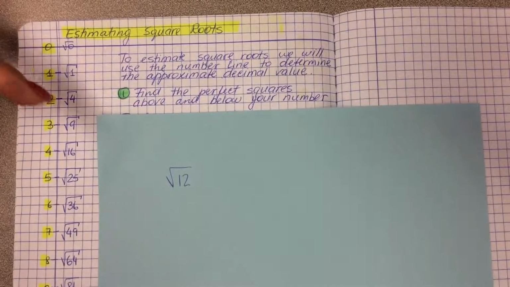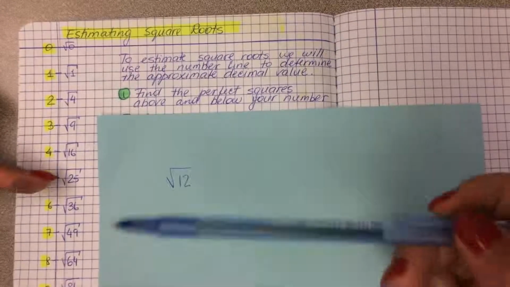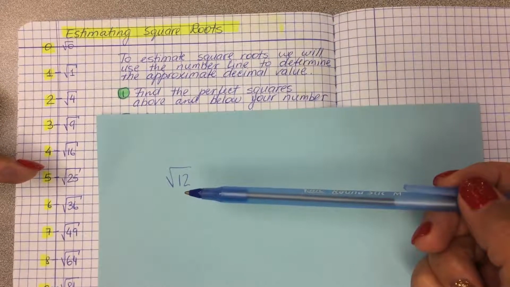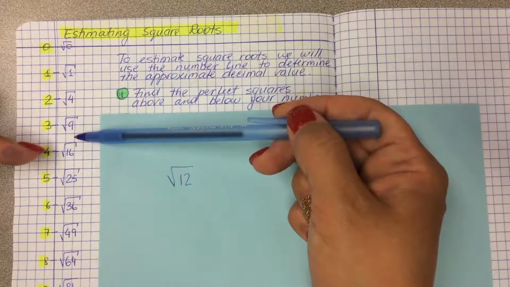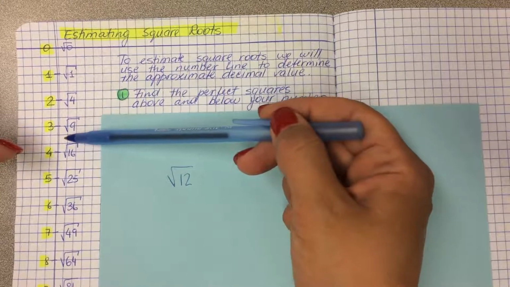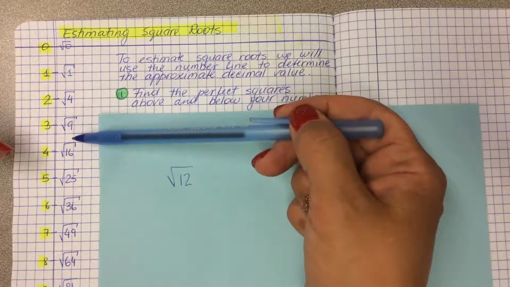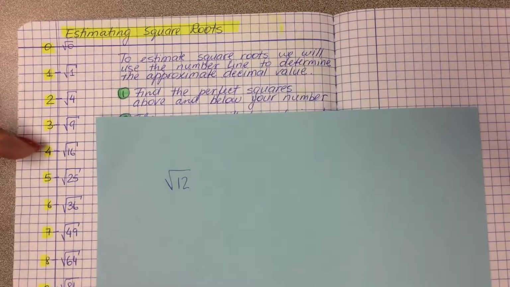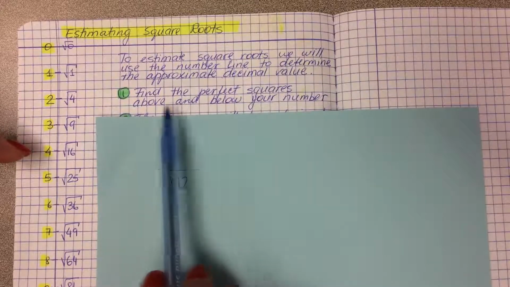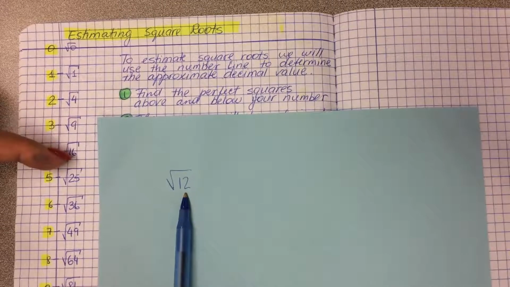First, we're going to find the perfect squares above and below your answer. Meaning, what are the perfect squares closest to the answer, which is square root of 12. So I'm going to look above and below, or what is it in between. Which two perfect squares does square root of 12 fall between? Square root of 9 and square root of 16. So my answer should be between 3 and 4. So find the perfect squares above and below your number. My number is square root of 12, which falls in between square root of 9 and square root of 16.